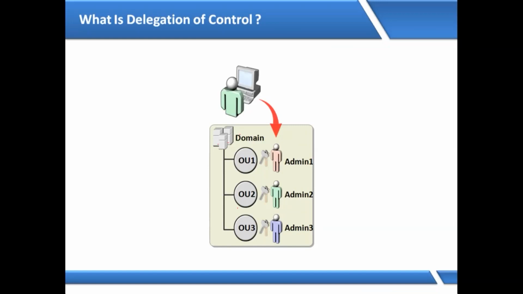That is what can be done with the help of delegation control. Delegation control means giving some of the administrative privilege to the other user. So we can give one person the delegation control of more than one OU, or for one OU, we can have a separate person as delegation control.